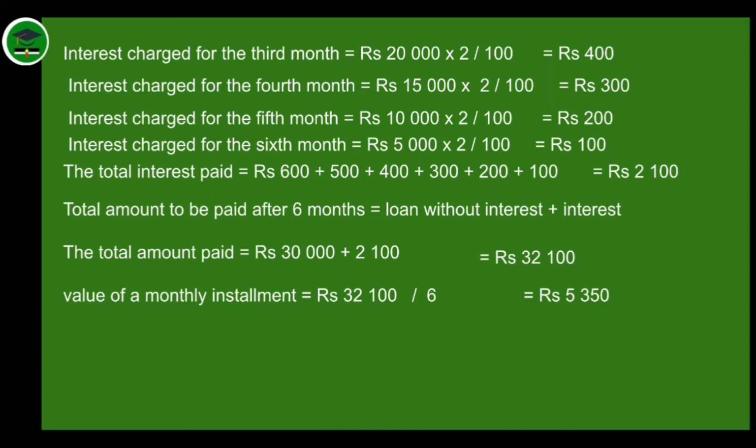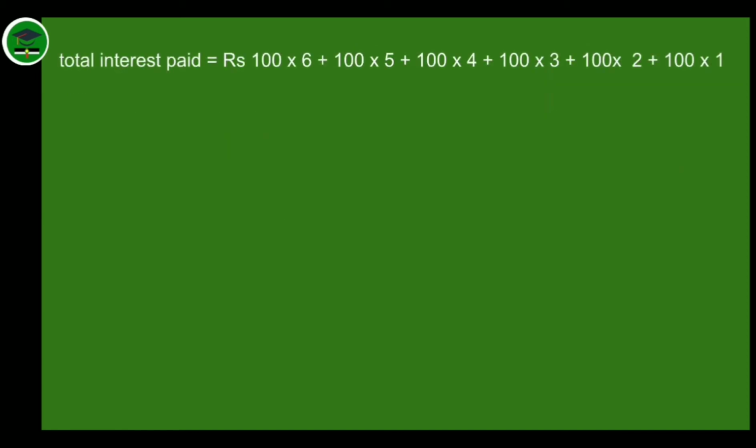So 600, 500, 400, 300, 200, 100. There is a pattern. So you can get this answer using the arithmetic progression. So total interest paid is 600, 500, 400, 300, 200, 100. You can see that 100 is common, so you can take 100 out. Then there is 6 plus 5 plus 4 and so on. So you can see this is arithmetic progression, the sum of arithmetic progression.